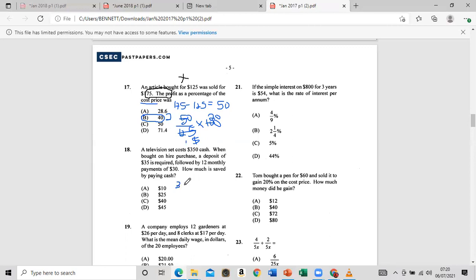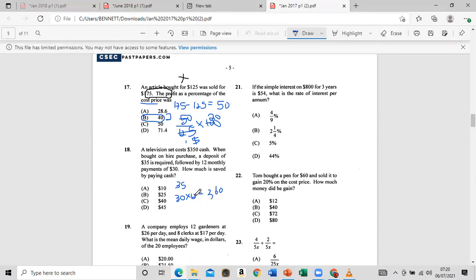35 as a deposit, and then the monthly installment, which is 30 times 12, that gives us 360. We add the 360 and the 35, we get 395, and we subtract the 350. So the answer would be 45. Now this one looks nice.